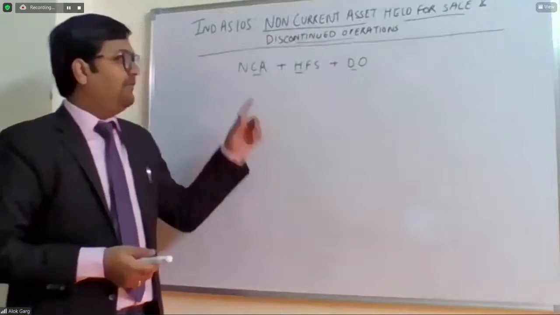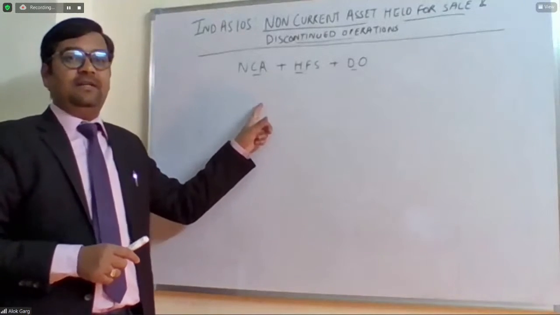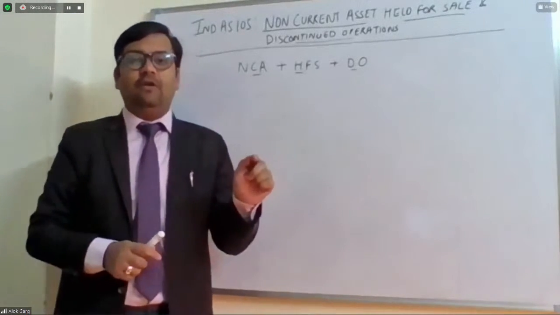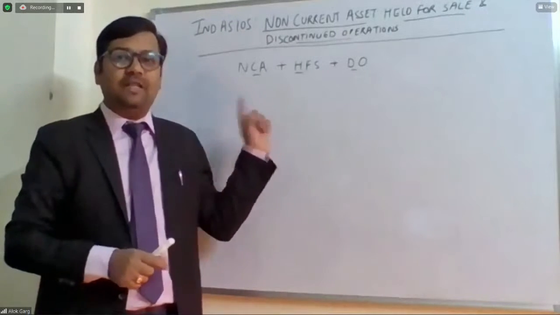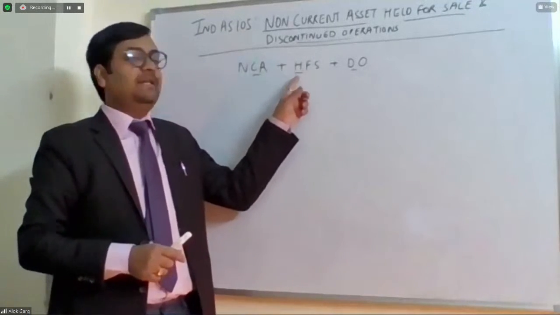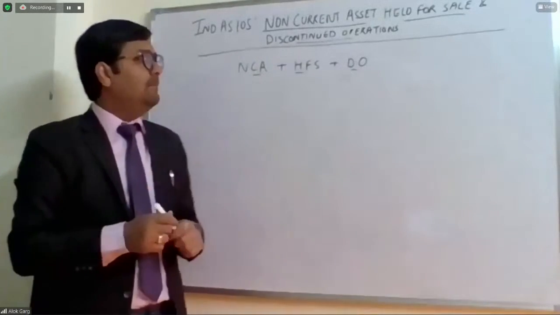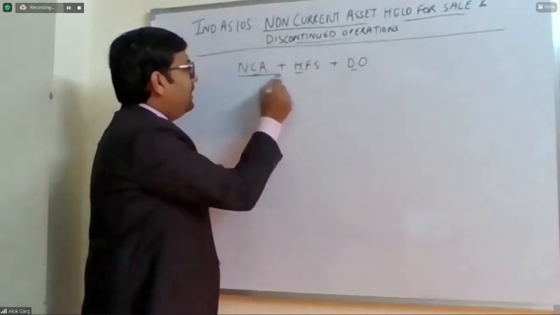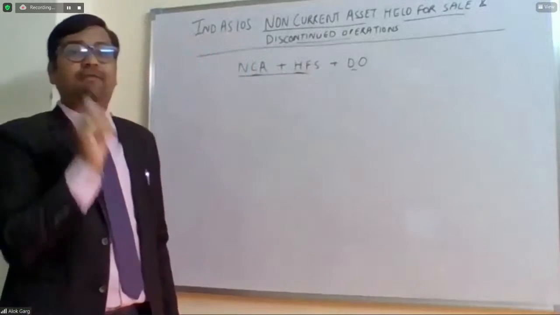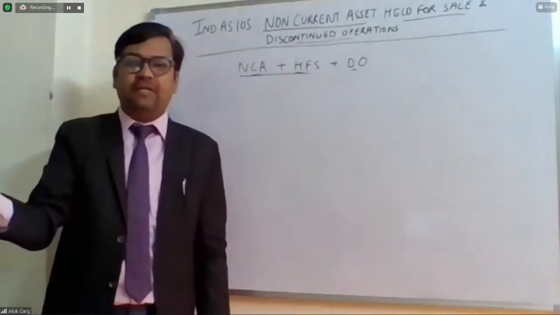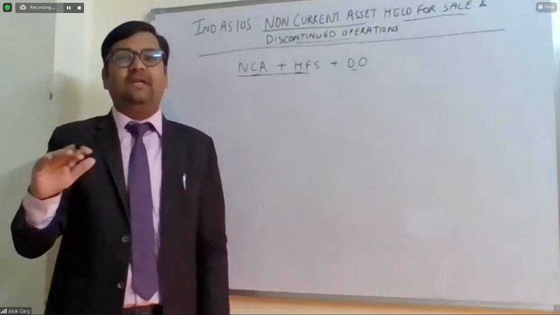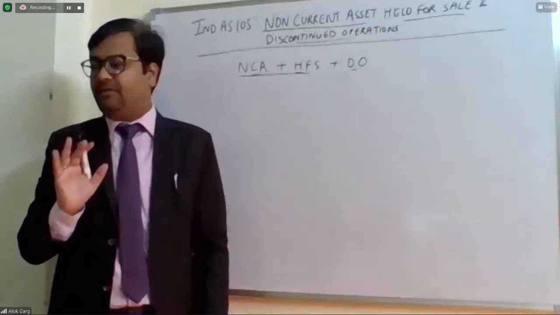Okay. So if this non-current asset is available for sale, or the intent of the company is to sell the non-current asset, it means it is held for sale. It will be classified as held for sale. So we are talking about non-current asset held for sale. And if it is a non-current asset which is held for sale, it has to be presented and classified separately in the balance sheet. Okay.